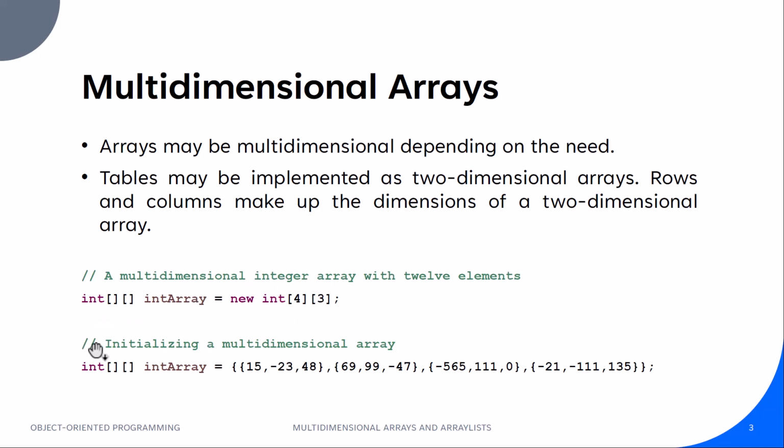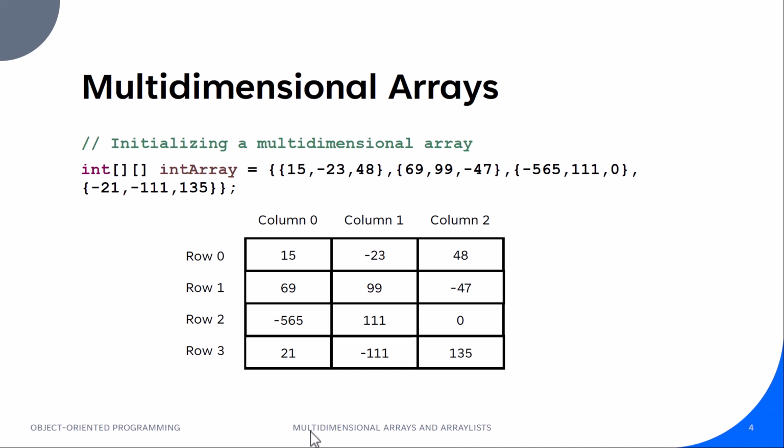And here's how we can initialize a multidimensional array. We are going to use curly braces, and we are going to assign a value to each one of the elements in this multidimensional array. Here's an example of initializing a multidimensional array. Now this is a two-dimensional integer array, and we use curly braces to initialize the values for the cells in this table. So we have rows and columns, and this is row 0, row 1, row 2, and row 3.